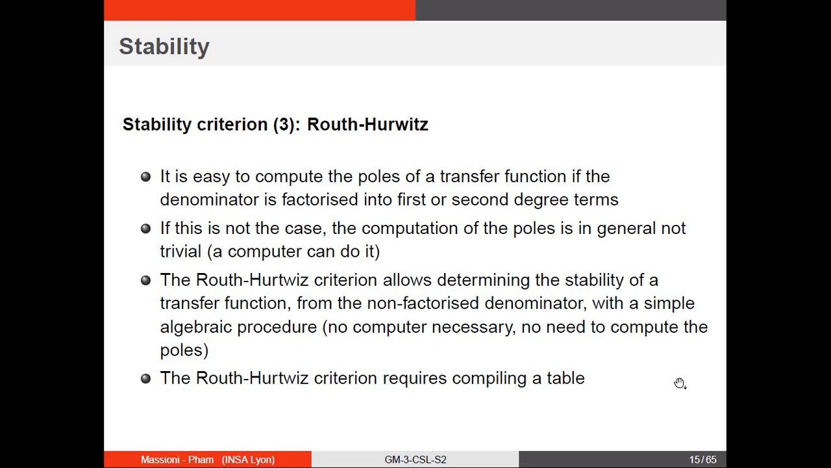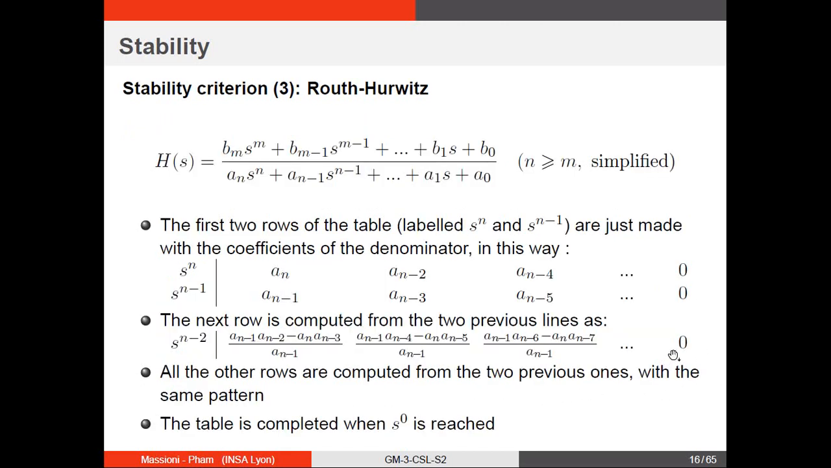So I stress again, this is nice to know and useful for some cases, but it is really the last resort if the other criteria which we have just seen, and maybe the other criteria which we'll see later on, do not work, because it takes some time to do, as you will see. So the Routh-Hurwitz criterion requires compiling a table, basically. So how do we build this table? The table depends only on the denominator, because as we see, the stability of the transfer function of a system depends only on the denominator, so you can just forget the numerator and just look at the denominator.